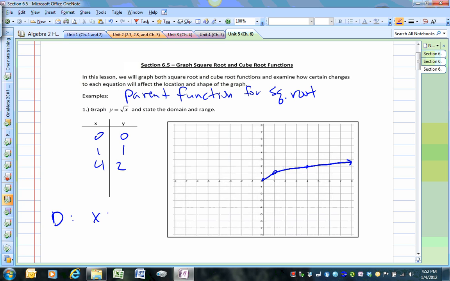When I ask for domain and range, now remember domain is the x values you're allowed to plug in. It has to be x is greater than or equal to 0, because you can't square root negative numbers, unless you want imaginary numbers, but of course we're graphing with a real coordinate plane.